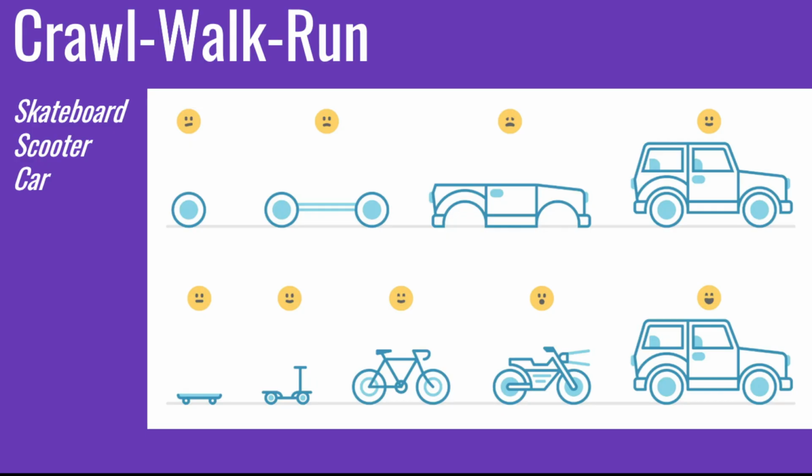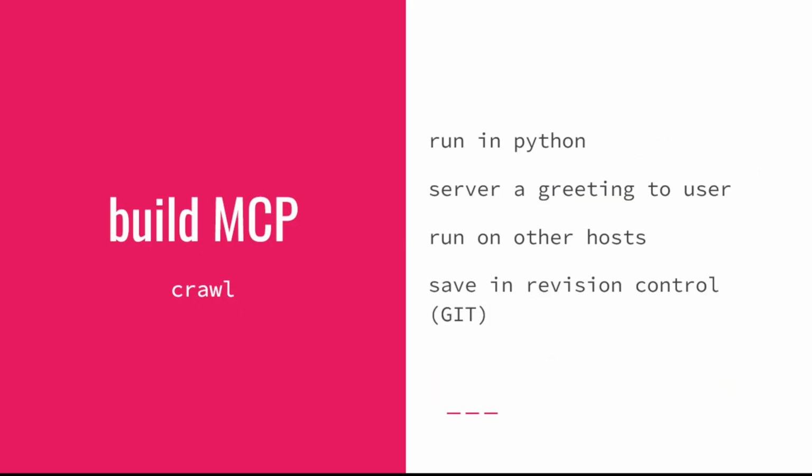So as we build this MCP server, the crawl, or the skateboard approach, is going to be, let's make something that runs in Python. Let's serve a greeting to the user, and let's be able to run this on other hosts. And with all our things, we're going to save this in Git.